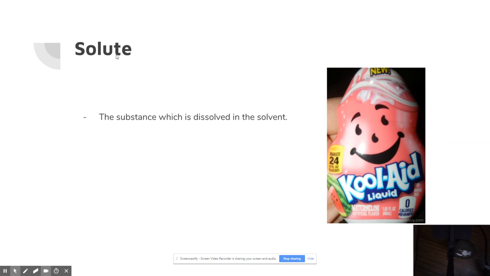Next, here we get into our solute. The solute is the substance which is dissolved in the solvent. So, solute is your Kool-Aid liquid or your hot chocolate powder mix or your strawberry milk powder mix.